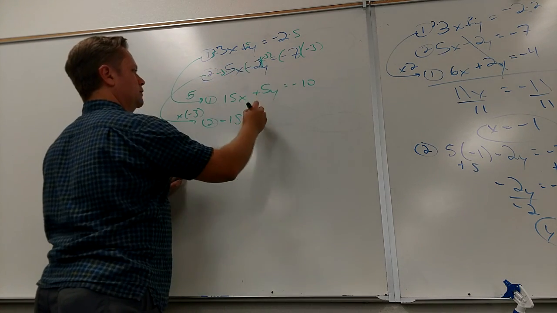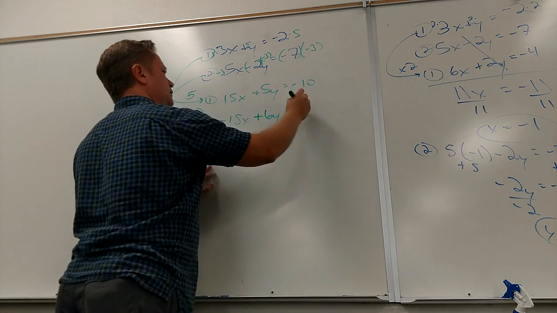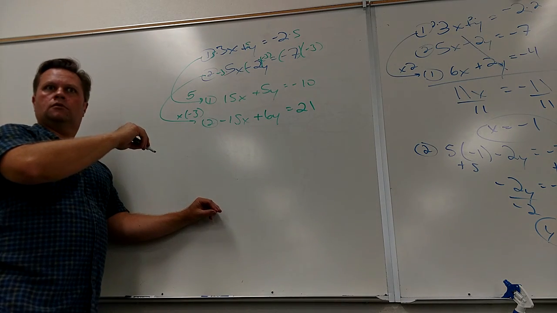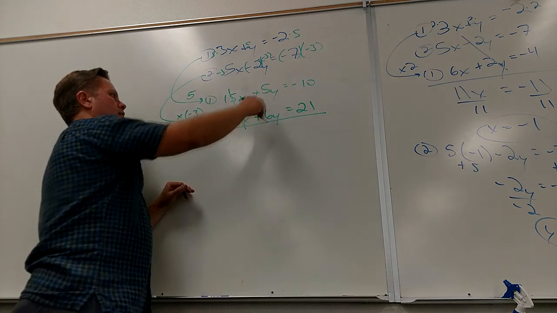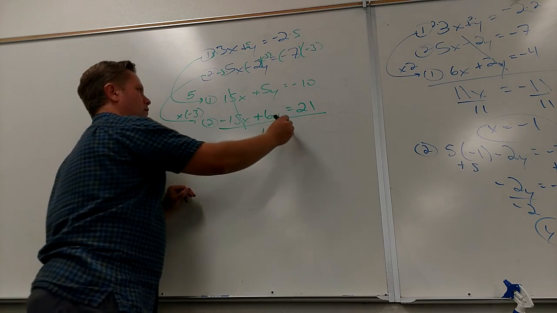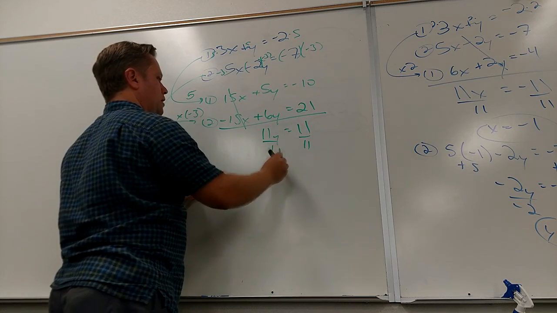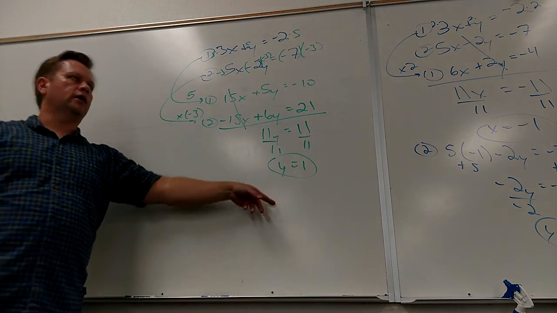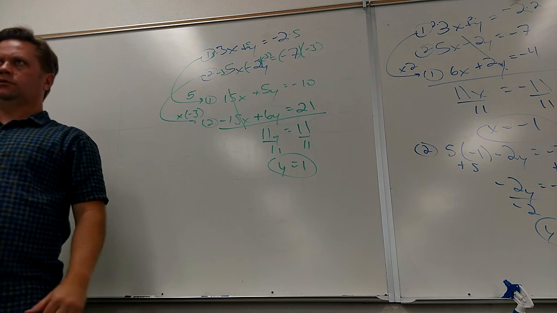Negative 3 times negative 2 is plus 6y. Negative 3 times negative 7? Positive. I love it. Shoop. Die. 5 and 6 is 11. Negative 10 and 21 is 11. Y is 1, which is what we got before, right? Is that cool? And I'm not going to do it again, but if you plug a 1 in, you'll get negative 1 for x, just like we got before.